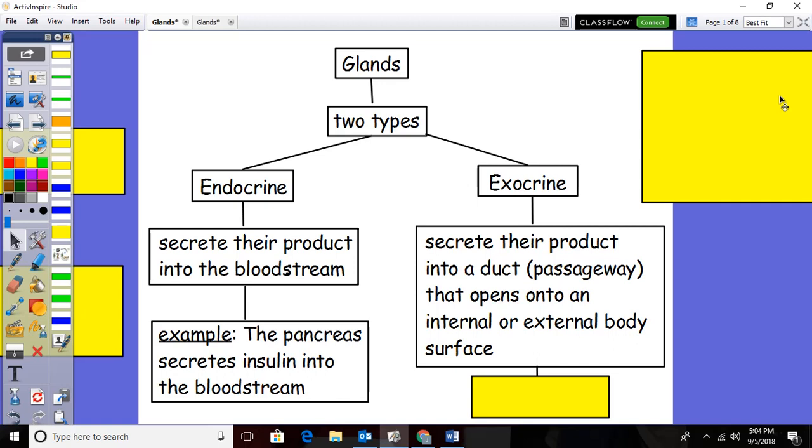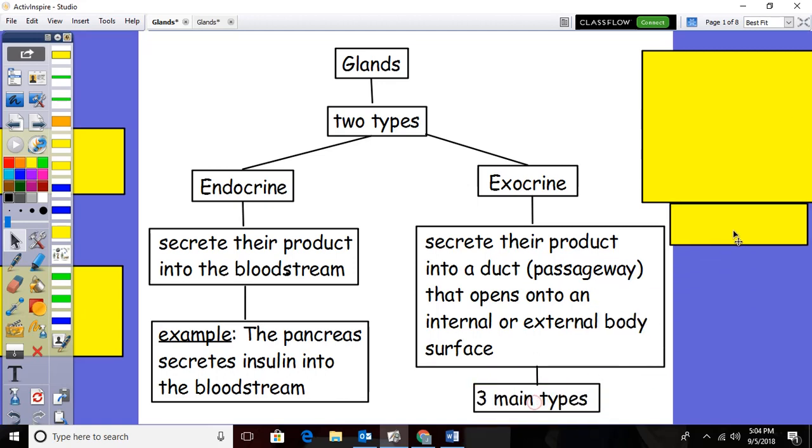We'll see later that the pancreas actually secretes digestive enzymes onto the inner surface of your small intestine. When it does that, it's acting as an exocrine gland because it's not going into the bloodstream, it's going onto a body surface. Underneath exocrine, there are three main types.